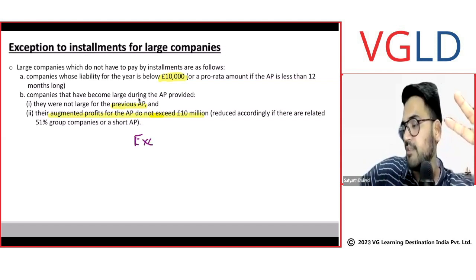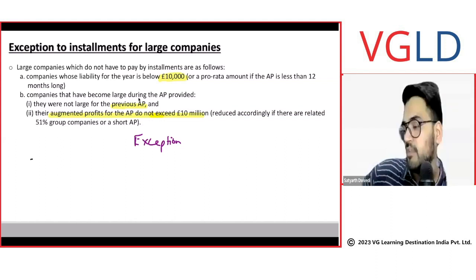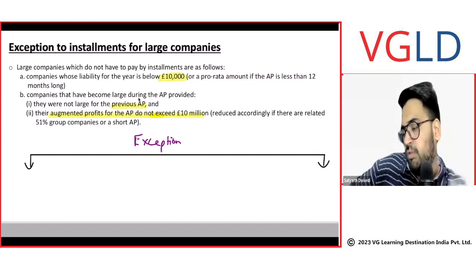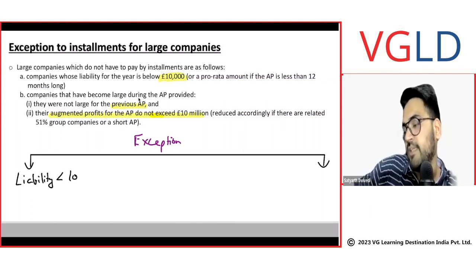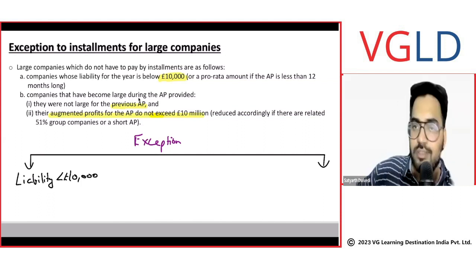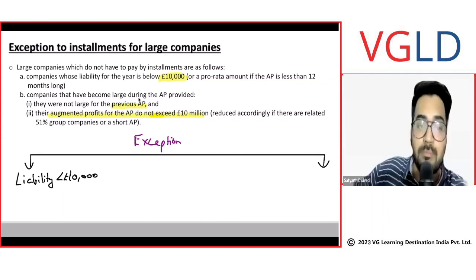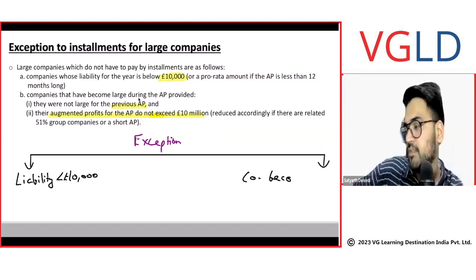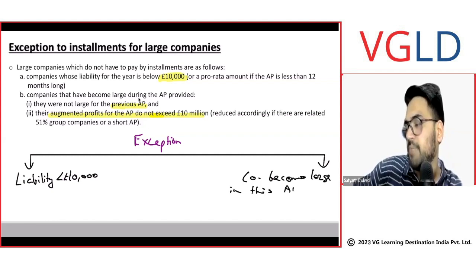What are the exceptions, sir? Two exceptions. One is that your liability is less than 10,000 pounds. Number two is that you become large in this AP, but you were not large in the previous AP. Company becomes large in this AP.